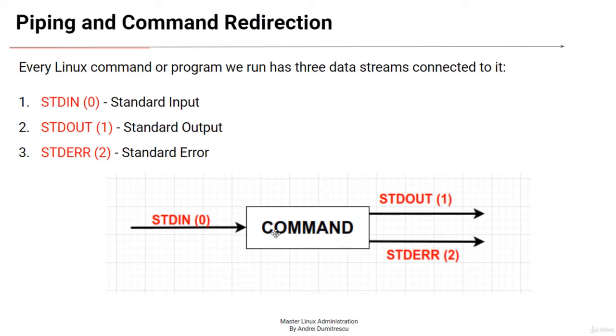Every command or program we run has three data streams connected to it. stdin, or standard input, which represents data fed into the program or the data the program is working with. stdout, or standard output, which is data printed by the program by default to the terminal, and stderr, or standard error, for error messages, which also defaults to the terminal.